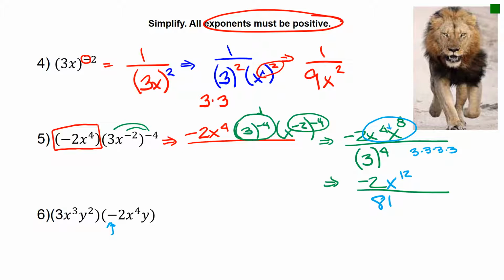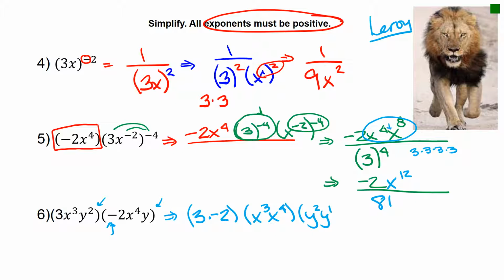Leroy. His name is Leroy. Leroy the lion. So no creepers. Look here, no creepers. Negative number, don't need to worry about it. Go to houses. Bring everybody on home. So the 3 and negative 2 go together. X to the 3rd and x to the 4th go together. Y to the 2nd and y to the 1st go together.